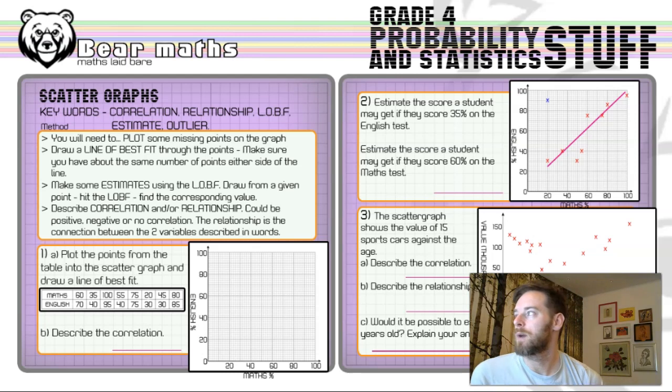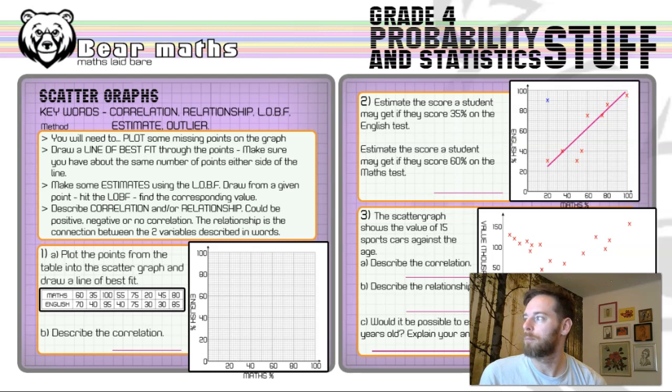Okay, so the method stage, you will need to plot some missing points on a graph. This is one of the things you're going to need to do. Draw a line of best fit, so make sure you've got about the same number of points either side of the line that you draw. Make some estimates using the line of best fit.